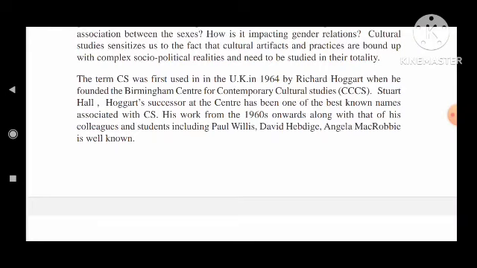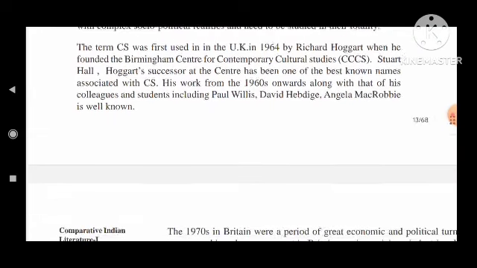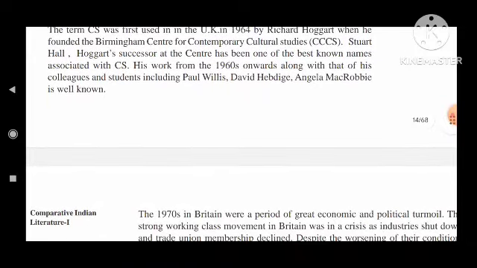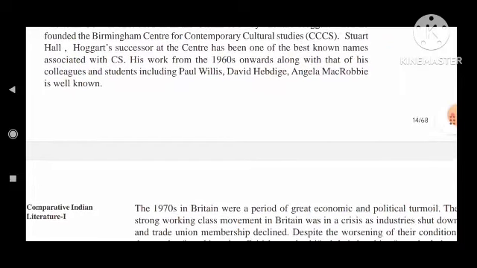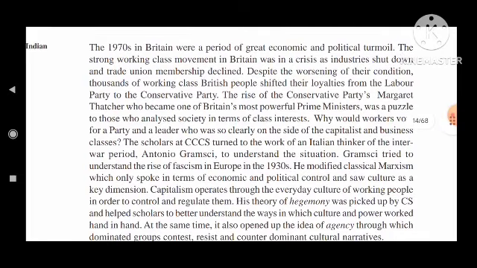The term cultural studies was first used in the UK in 1964 by Richard Hoggart when he founded the Birmingham Centre for Contemporary Cultural Studies. Stuart Hall, Hoggart's successor at the centre, has been one of the best known names associated with cultural studies. His work from the 1960s onwards, along with colleagues and students including Paul Willis, Dick Hebdige, Angela McRobbie, is well known.